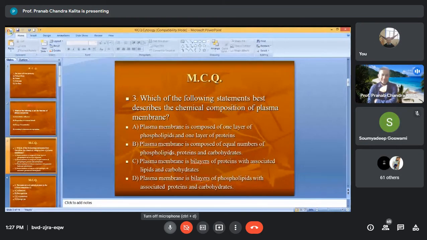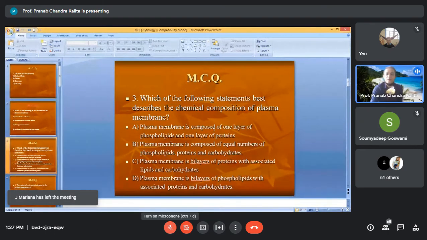Yes, it is D. The plasma membrane is a bilayer of phospholipids with protein layers, as well as carbohydrates attached to its external surface. The correct answer is D. It is not a bilayer of proteins. It does not consist of equal numbers of phospholipids and proteins, and it is not composed of one layer of phospholipids. The answer is D.